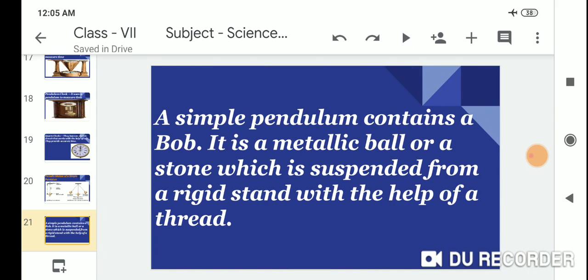A simple pendulum contains a bob. It is a metallic ball or a stone which is suspended from a retort stand with the help of thread.